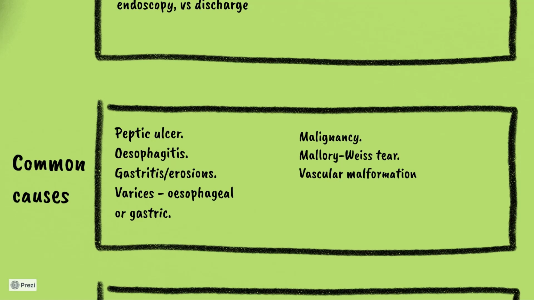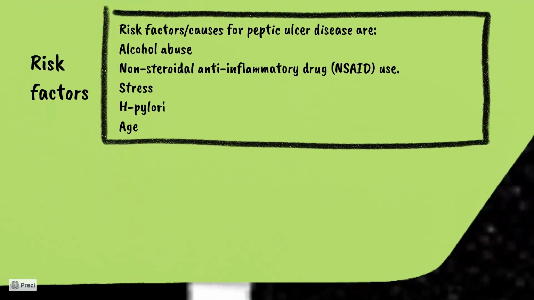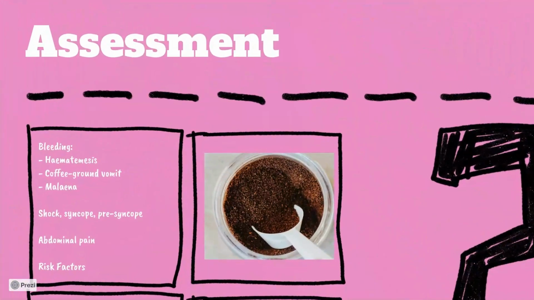It can also be secondary to a Mallory-Weiss tear, which is where you have repeated episodes of vomiting which causes small tears within the walls of the esophagus, leading to low volume bleeding. And it can also be due to vascular malformations such as angiodysplasia, where you get abnormal connections between arteries and veins leading to bleeding. Some risk factors or causes for peptic ulcer disease, which is the most common cause of an upper GI bleed, are alcohol abuse, NSAID use, stress, H. pylori, or increasing age. And next we move on to the assessment of an upper GI bleed.